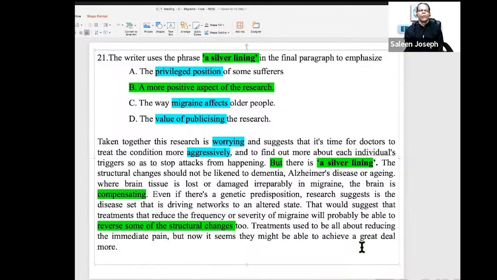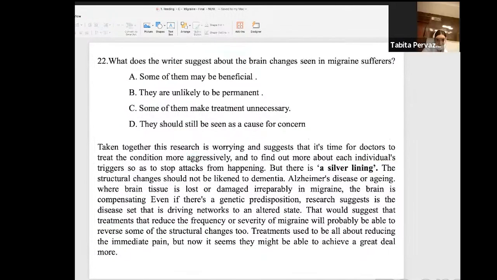Some people have found a new medicine for cancer. It's a silver lining. Finding a vaccine for COVID-19 is a silver lining. Is that clear? Yes, Father. Yes, then cool.